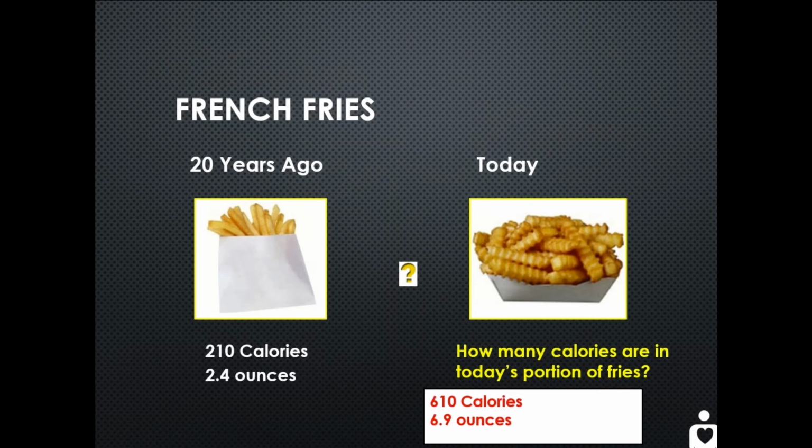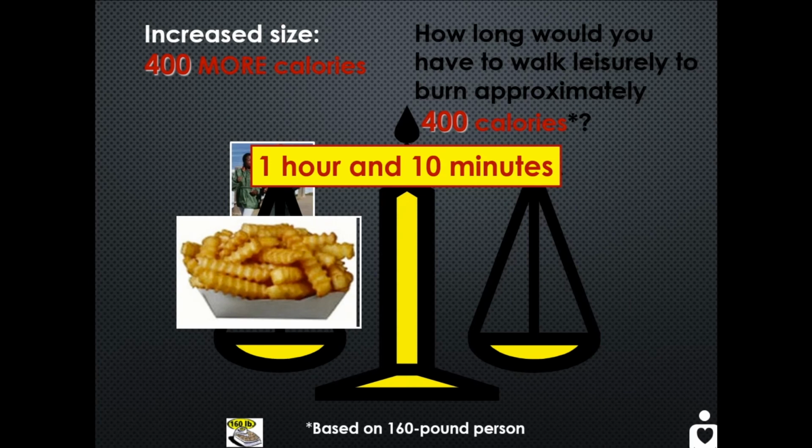French fries. 20 years ago, you got it in a little sleeve. Today, it's like a bucket. Big difference. 210 calories was a 2.4 ounce serving 20 years ago, and today 610 calories. Big difference. So the increased size difference is 400 more calories. How long would you have to walk leisurely to burn approximately 400 calories? An hour and 10 minutes.